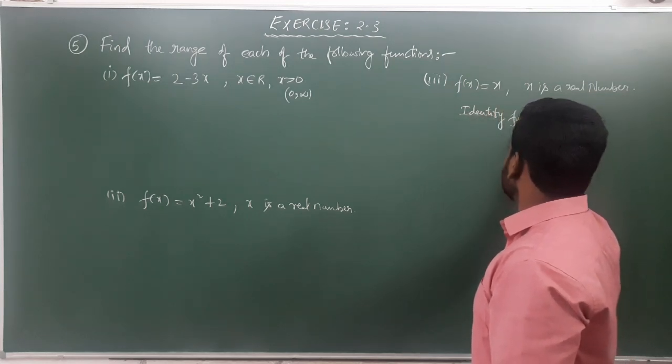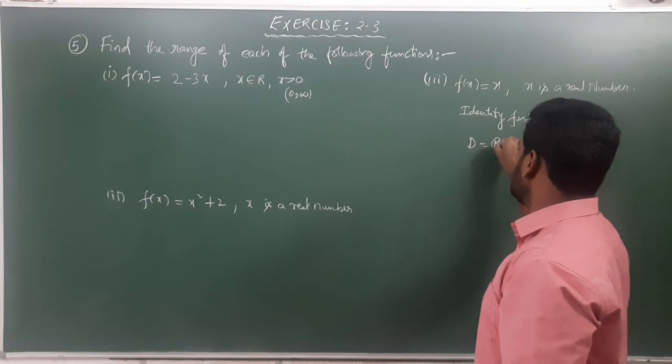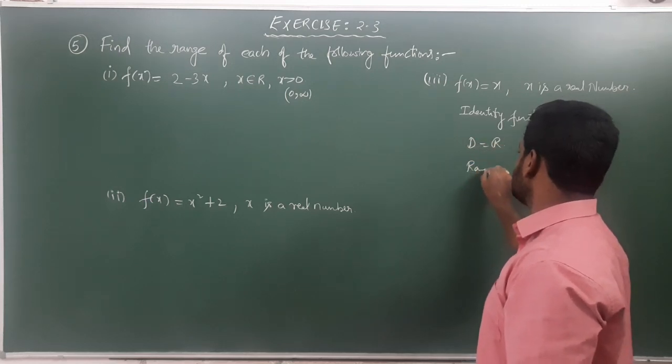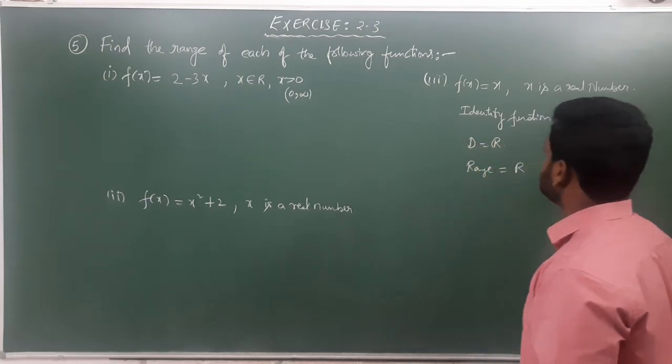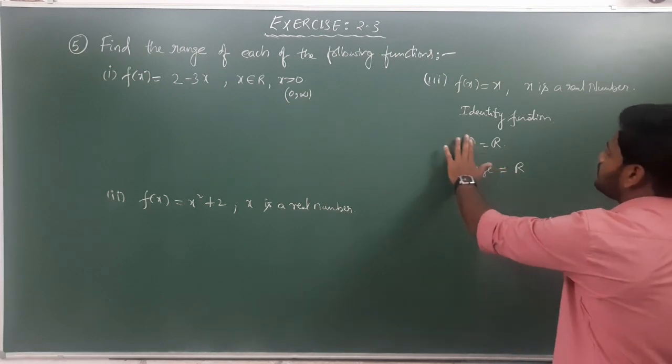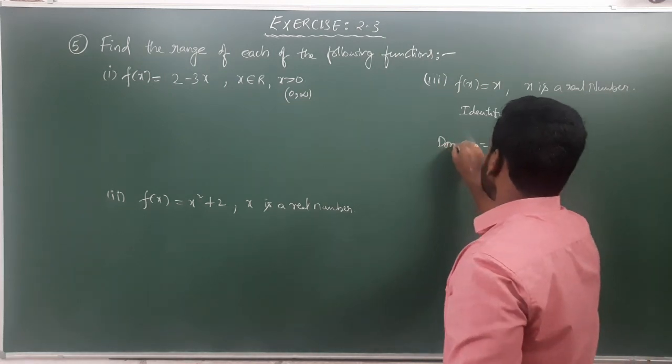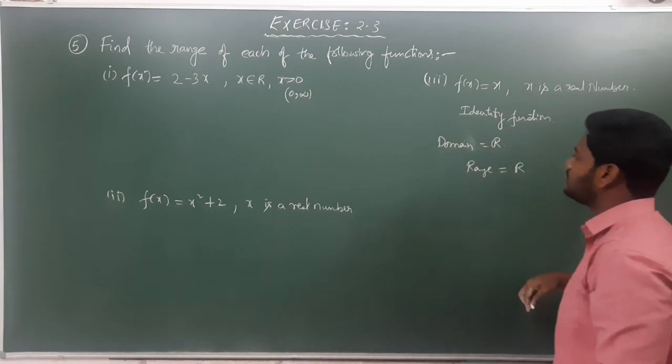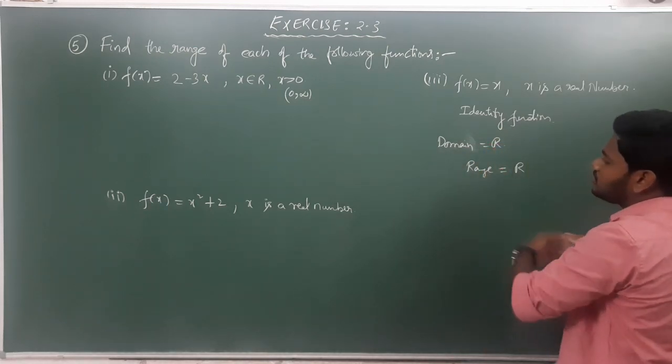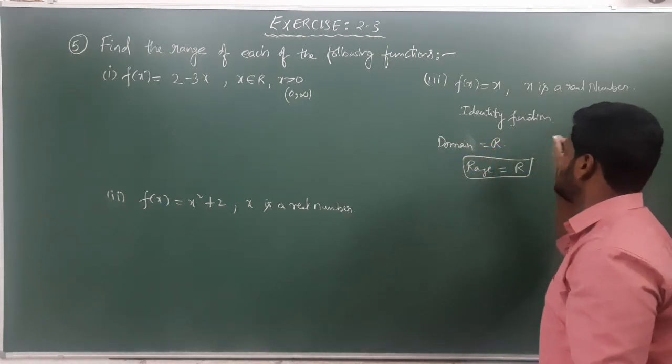Identity function. What is the domain? Domain is real numbers. What is the range? Range is also real numbers. Why? Because the domain is real numbers. If you substitute any real number, we get that same number only. So if the domain is real numbers, the output will also be real numbers.